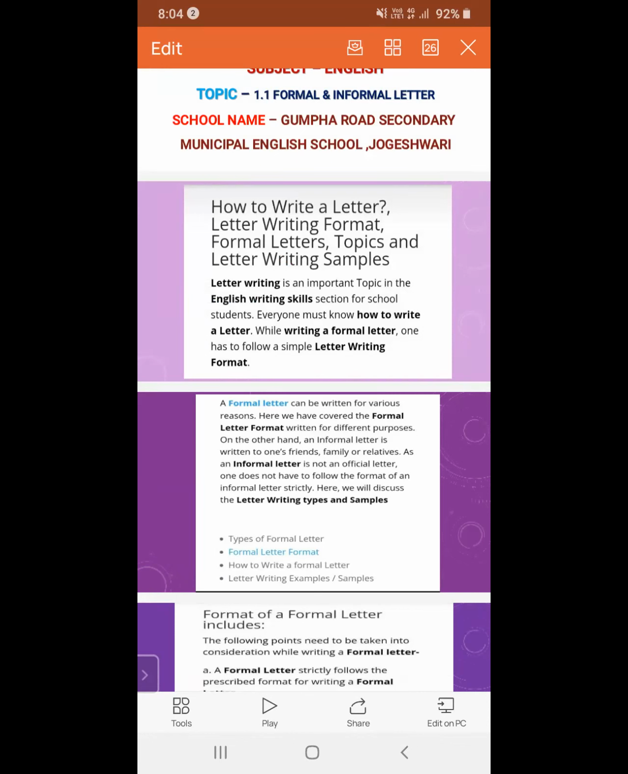So first we will see what is meant by a formal letter. A formal letter can be written for various reasons. So here we have covered the formal letter format written for different purposes. And on the other hand, an informal letter is written to one's friends, family or relatives. So first we will see the types of formal letter. A formal letter is an official letter. Then we are going to see the format of letter, then how to write a formal letter, and some examples about formal letter.